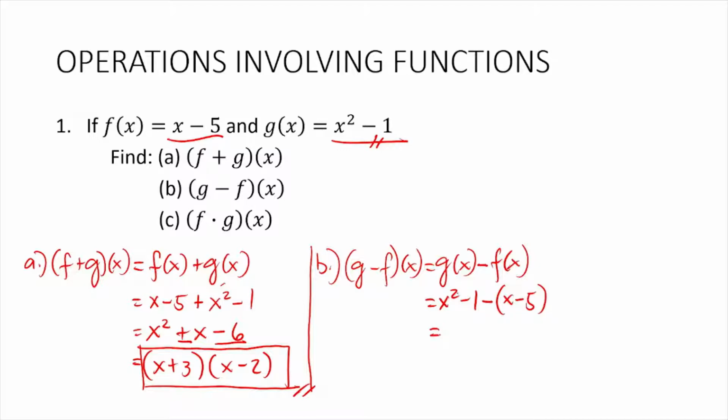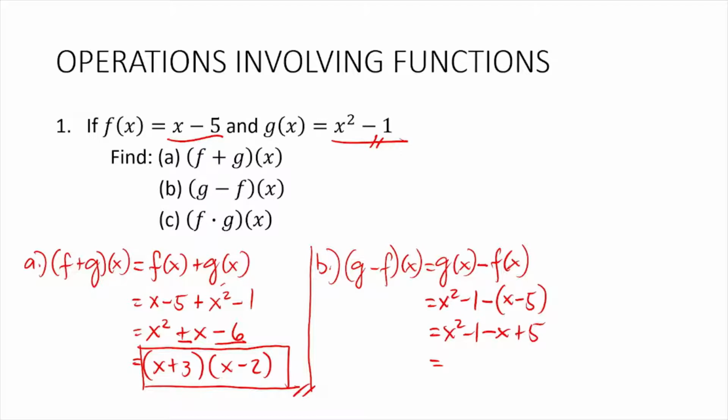So we now have what? x squared minus 1, and then we distribute negative 1. So that's minus x. And then negative times negative, that's plus 5. Then again, we collect and combine like terms and then check if it's factorable.